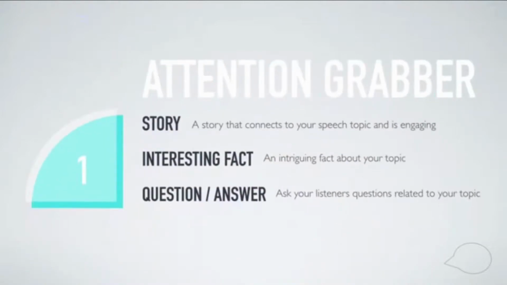The first part that we're going to get into is called the attention grabber. You hear this all the time. I always say the hook, right? So basically the hook is really what catches the attention of your audience, right? Pretend you're fishing and you need a hook to catch a fish, right? Well, you need a hook to catch your audience as well.